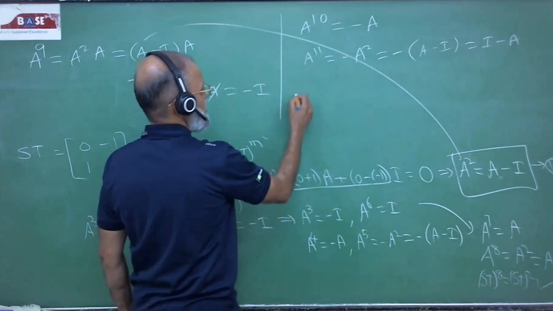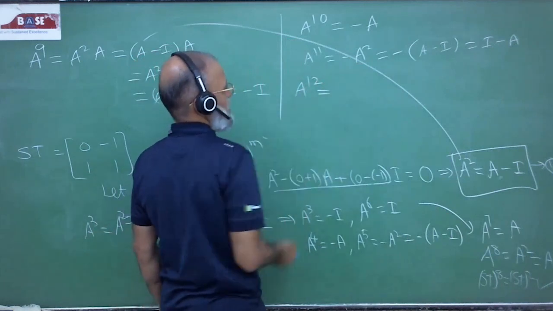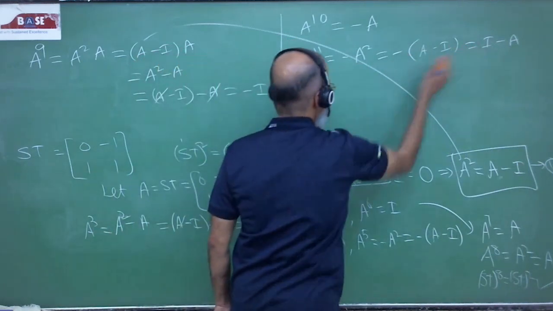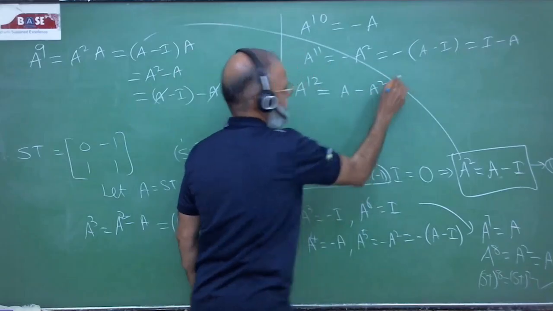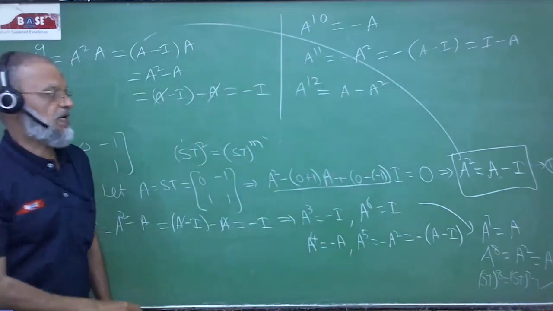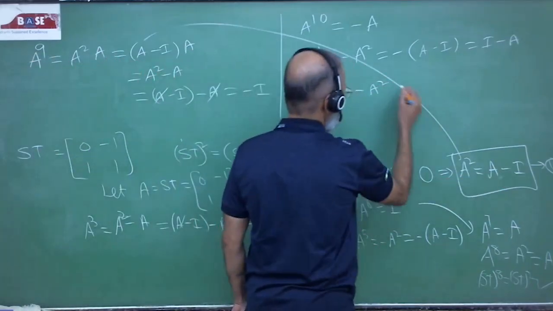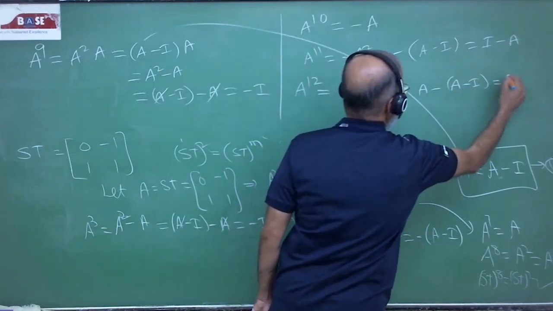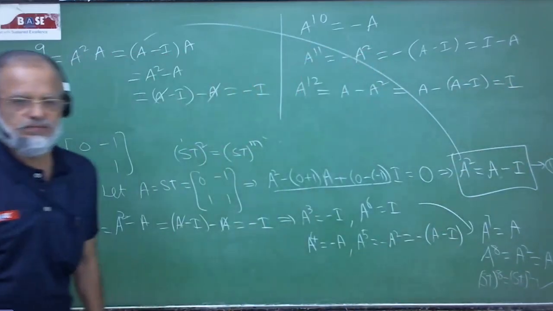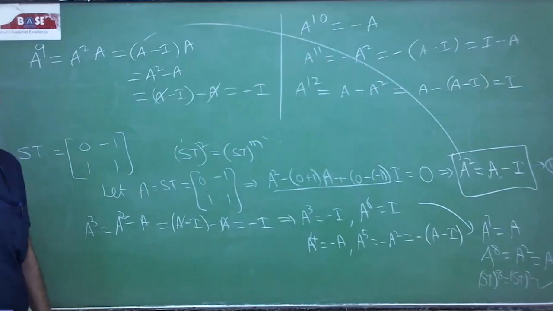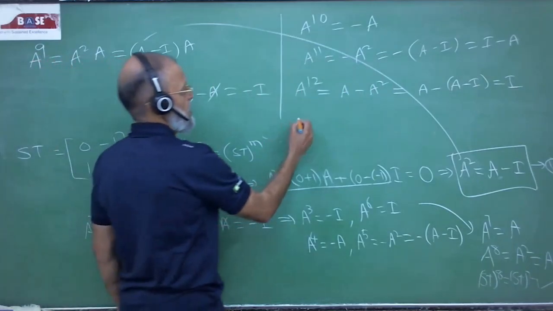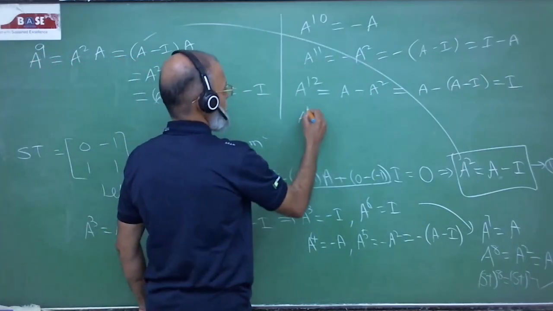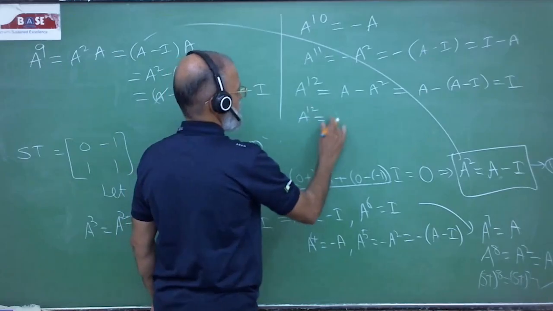Now what will be a power 12? A power 12 will become, by multiplying this, minus a square. Now again I will substitute a square. A square means a minus i, so you are getting i. Okay, good. Now once again I got i. So I will write here a power 12 is equal to i.